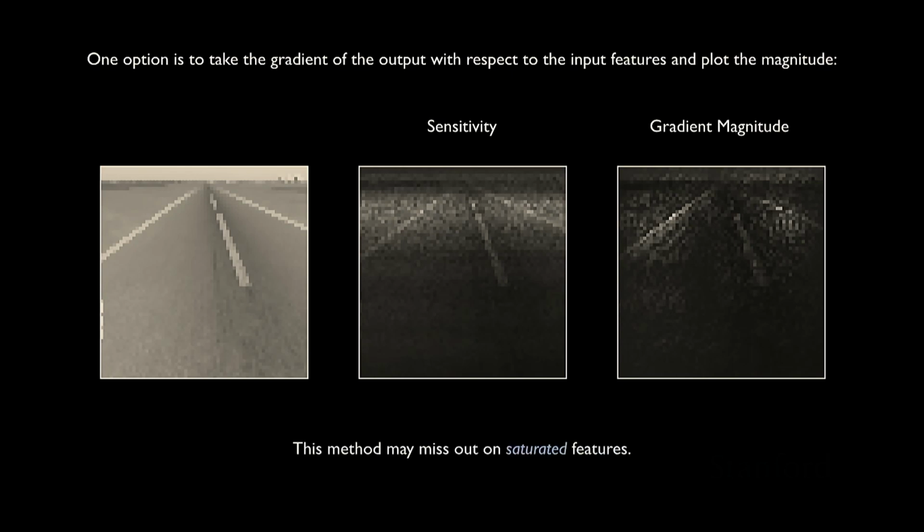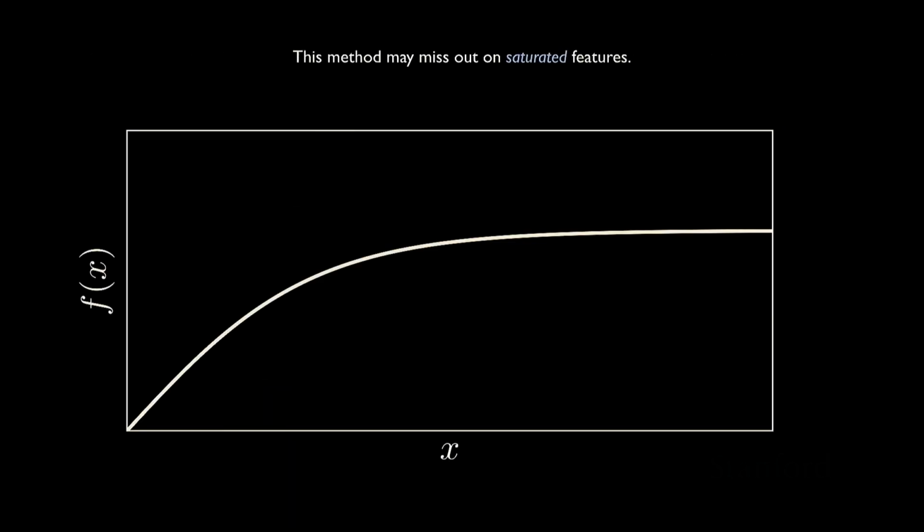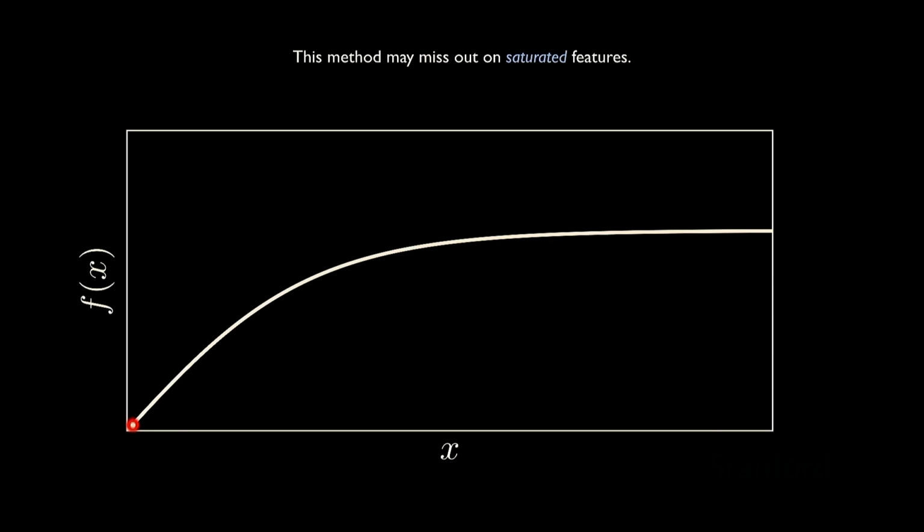Cool. There is still one issue with this method, or maybe a few issues, but one of them is that it might miss out on saturated features. Here's what that means. Let's look at a really simple example. We have one input feature x and we're interested in the output f of x. Just looking at this plot, does it seem like f of x is sensitive to the value for x? Yeah, nodding your heads. I would agree. As we change the value for x, f of x is definitely changing here.